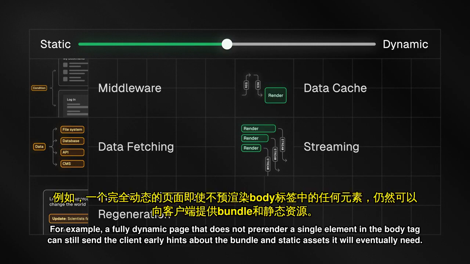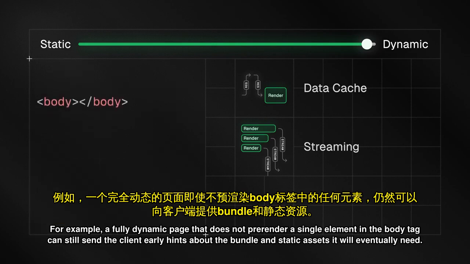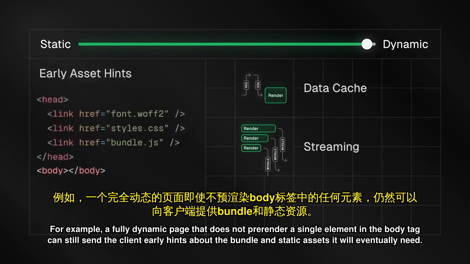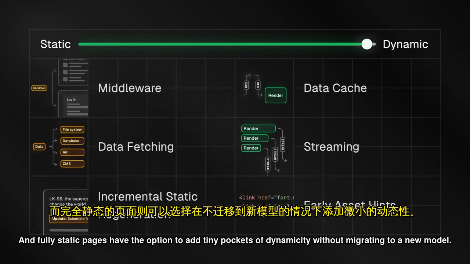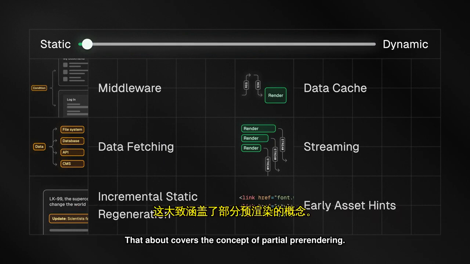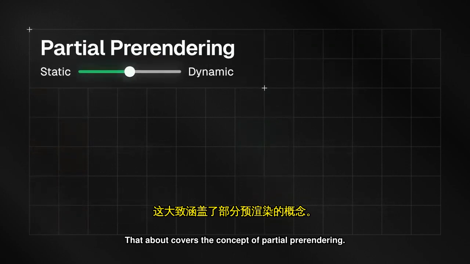For example, a fully dynamic page that does not pre-render a single element in the body tag can still send the client early hints about the bundle and static assets it will eventually need. And fully static pages have the option to add tiny pockets of dynamicity without migrating to a new model. That about covers the concept of partial pre-rendering.